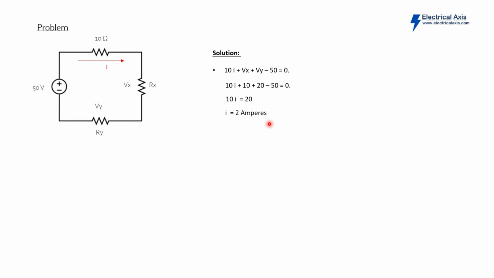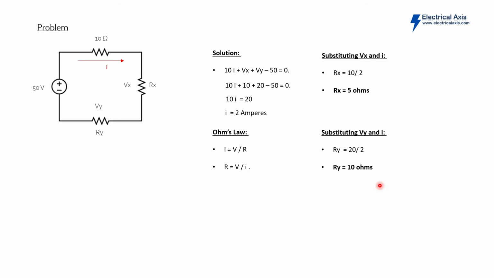At this point, we can finally get the values of Rx and Ry using Ohm's law formula. Ohm's law states that I is equal to the voltage divided by the resistance. By simple manipulation of that formula, we can get R is equal to the value of voltage divided by the value of current. Substituting the values Vx and current, we can get the value of Rx to be 5 ohms. Similarly, by applying the same process, we can also get the value of Ry to be 10 ohms.